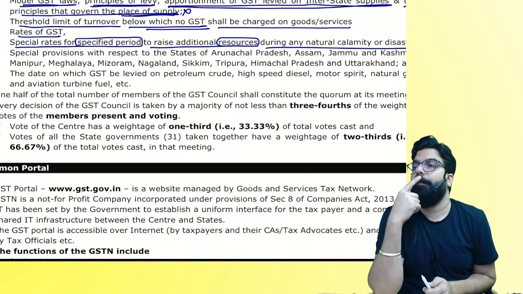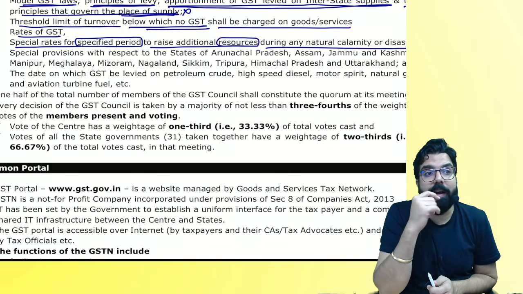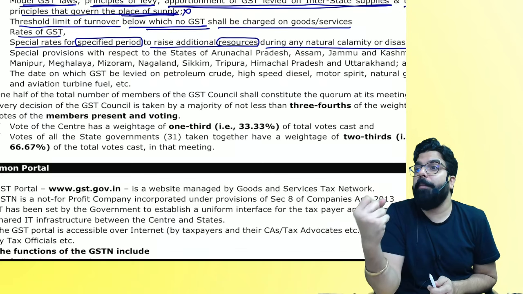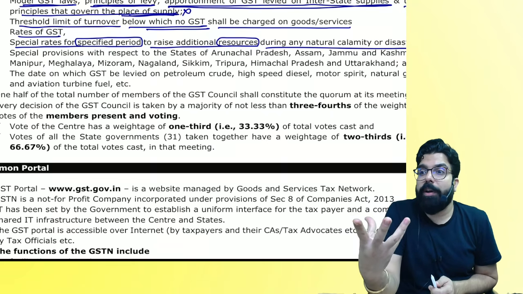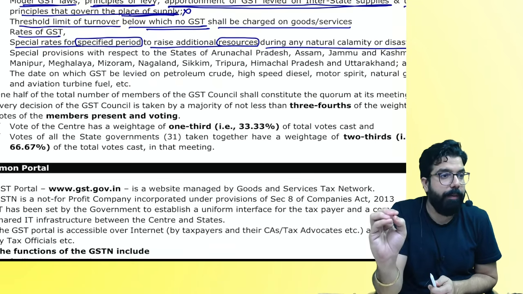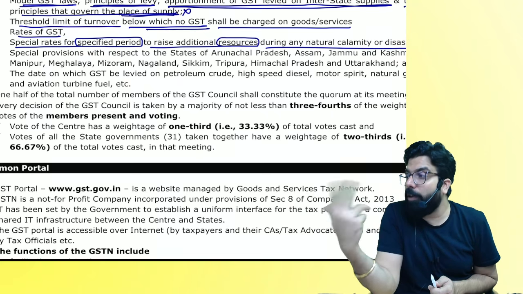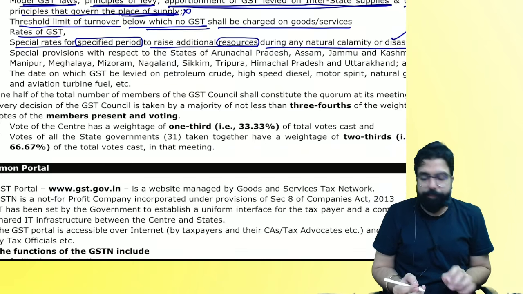Special rate for a specified period to raise additional resources during any natural calamity or disaster. For example, you will see in Kerala, Kerala flood cess was charged some years ago. Because there was a problem in Kerala, a flood had come. Now government wanted money, government charged Kerala flood cess, KFC. Are we clear, everyone? Kerala flood cess, which was being charged, who allowed them to charge? Council allowed the government to charge.